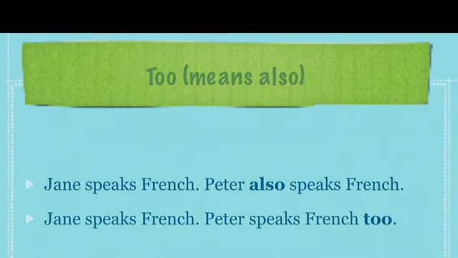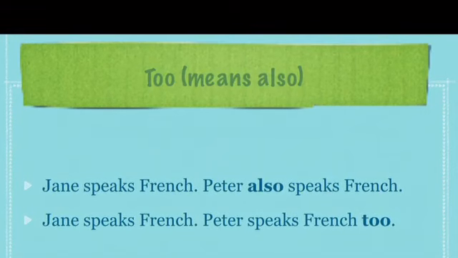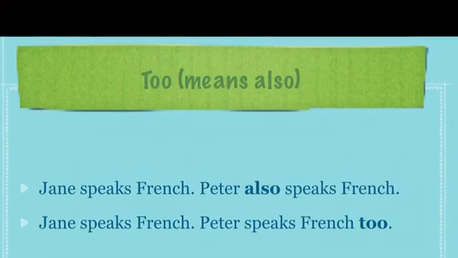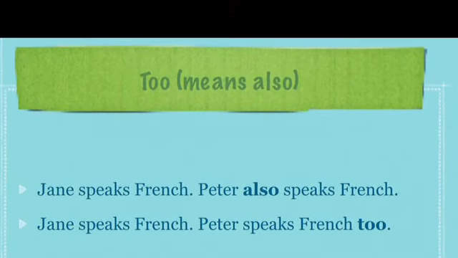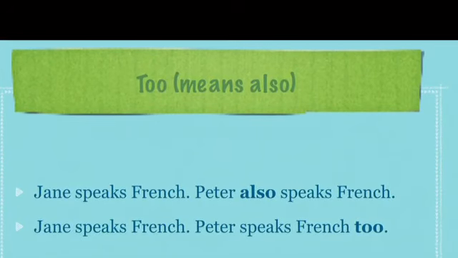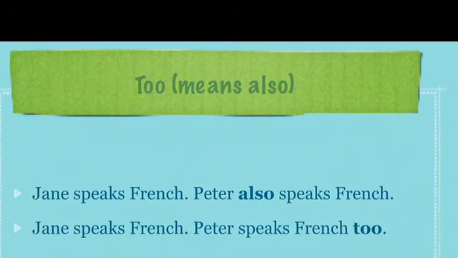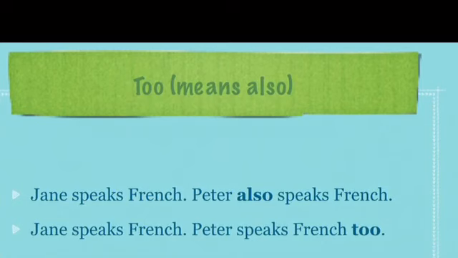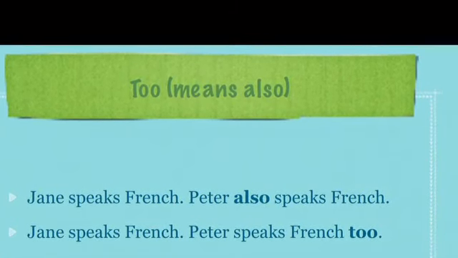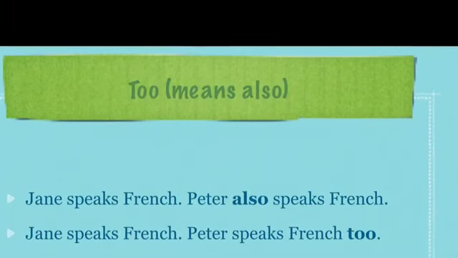Look, Jane speaks French. Peter speaks French too. I want you to notice that the word too goes at the end of the sentence. Okay? And in the case of also, it goes after the person. That is something important to take into consideration.